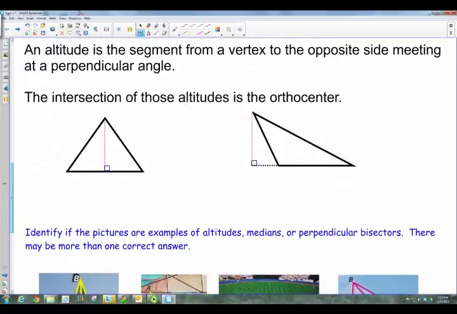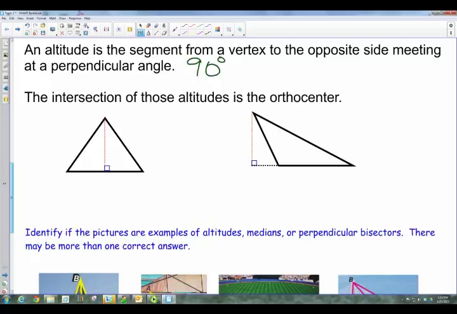Alright, the next one is what's called an altitude. Now the altitude is the segment from the vertex to the opposite side meeting at a perpendicular angle. So we have to have a 90-degree angle here. And that's the key. It has to be 90 degrees. It doesn't matter where it meets as long as it is 90 degrees.